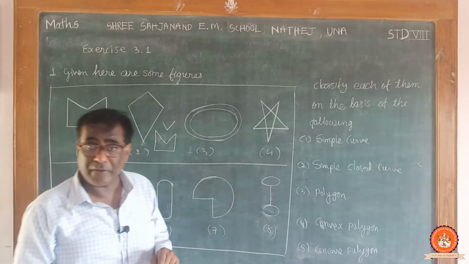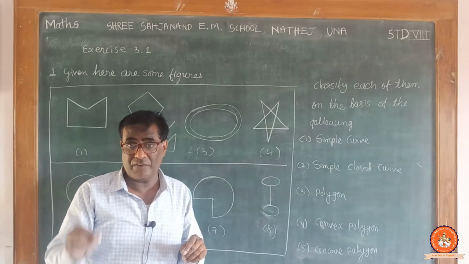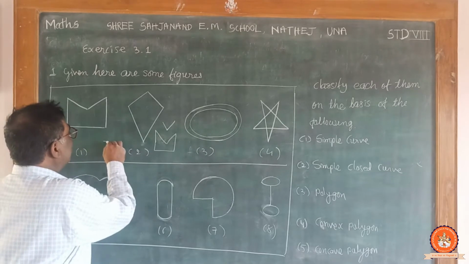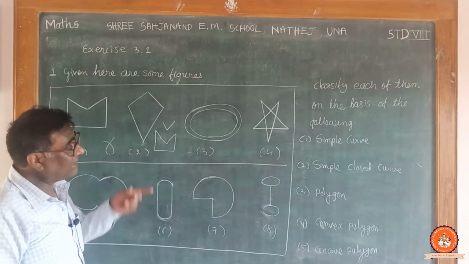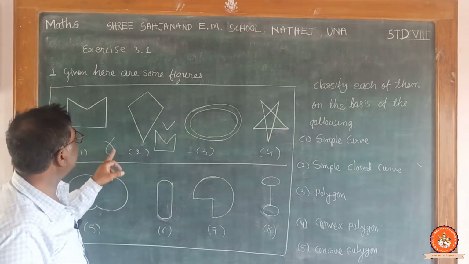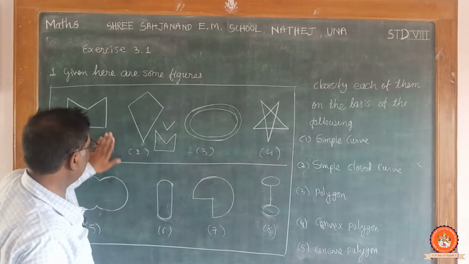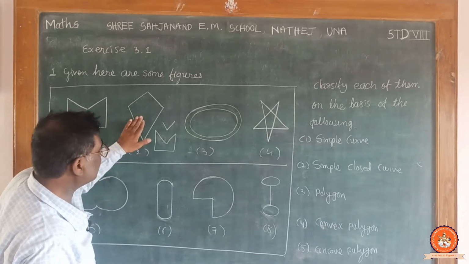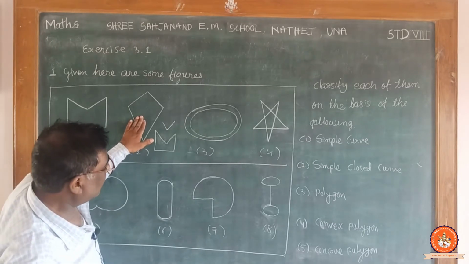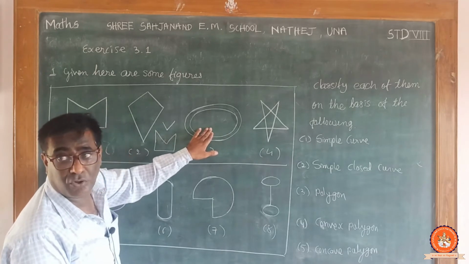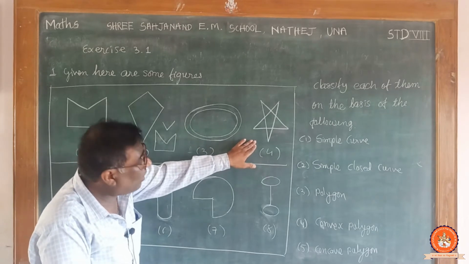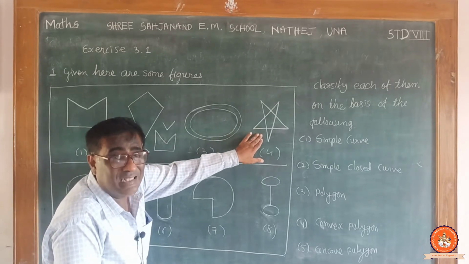If you can draw a figure without lifting your pen, it's a simple curve. And moreover, if the lines do not cross each other, then it's a simple curve. This one is not a simple curve because here some portions cross each other. Okay, so this is a simple curve. This one is also a simple curve because you can draw it without lifting your pen. Now this one is not. If you want to draw two ovals, then you have to lift your pen. This one is not a simple curve because the lines are crossing each other.